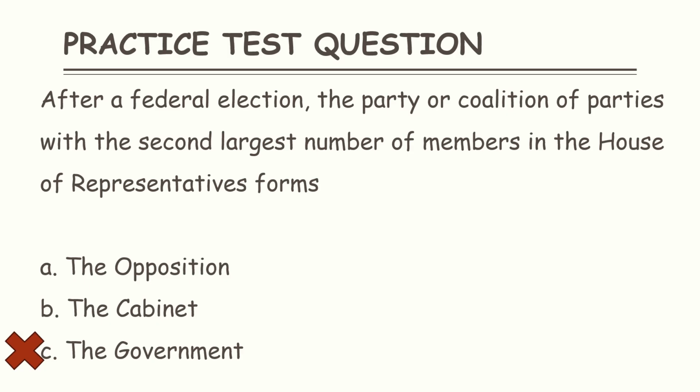We know that C, the government, is not the answer because the Australian government is formed by the party or coalition of parties with the majority of members in the House of Representatives. We know that B, the cabinet, is not the answer because the cabinet is the key decision-making body of government. A is the correct answer. After a federal election, the party or coalition of parties with the second largest number of members in the House of Representatives forms the opposition.